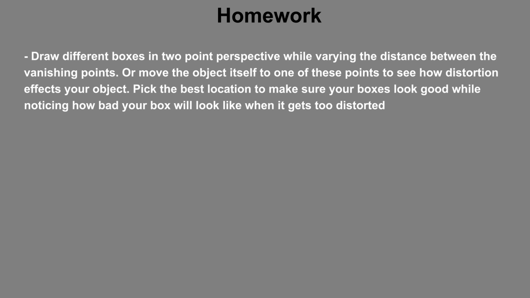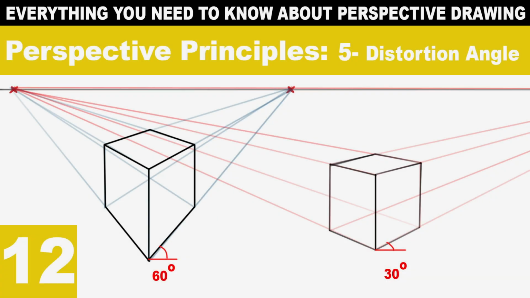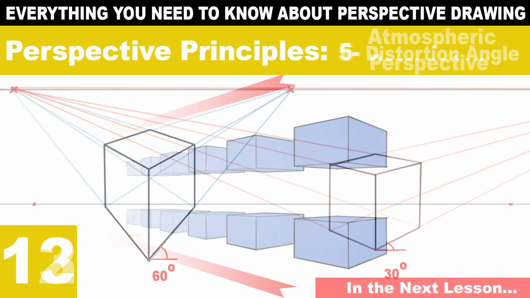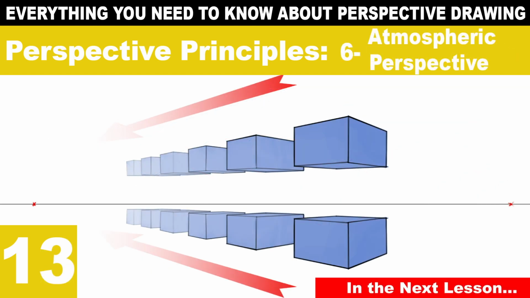You can practice these distortions by drawing 2-point perspective boxes and varying the distance between the vanishing points, either by moving them away from each other or moving the object itself closer to one point than the other, and you will see that distortion happening in these situations. That concludes our discussion on distortion for this lesson. We will explore more examples in the future, but for now, let's move on to the 6th and final principle of perspective, atmospheric perspective. We will delve into this in the next lesson.